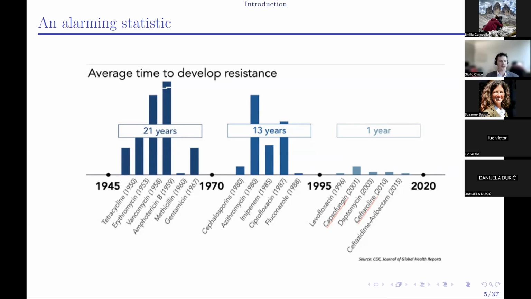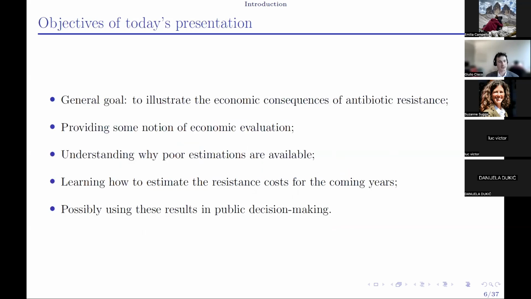But now, since the average time to develop resistance is much shorter, it is, of course, more problematic to find new innovation and new drugs in the field, and so that's why we are here. I mean, economic valuation can contribute to this problem in the way we will see in the next slides.